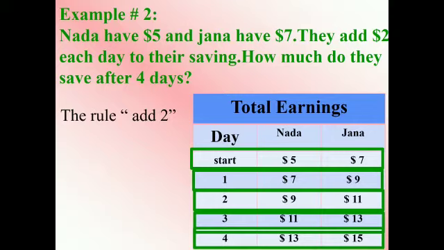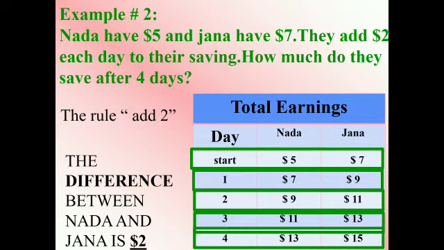Here you clearly see the difference is $2 between Nada and Jana. So here we are following the rule, and we clearly see the relationship between Nada and Jana is that Jana has $2 more than Nada.